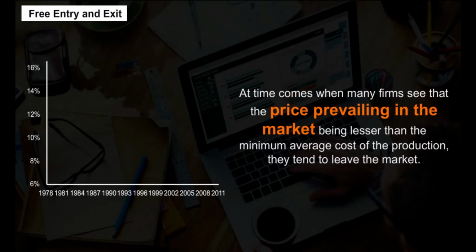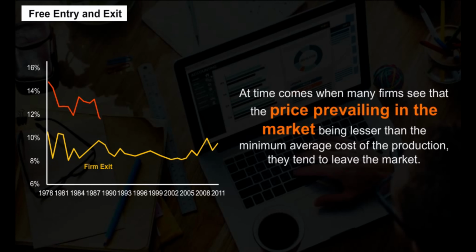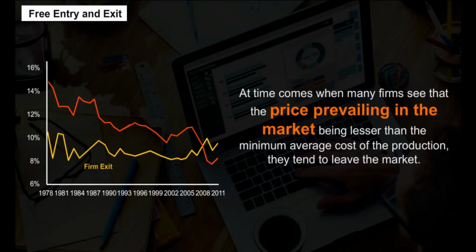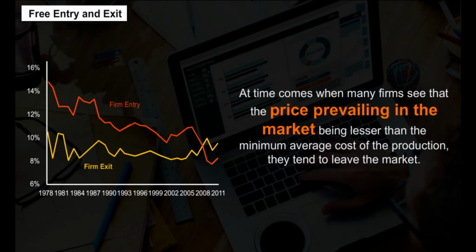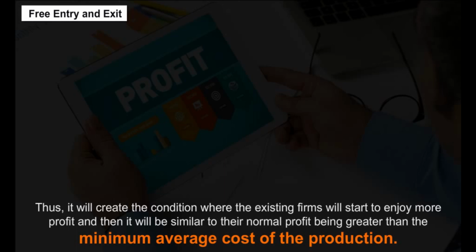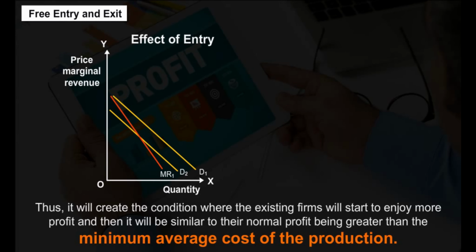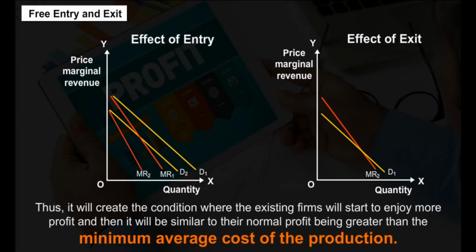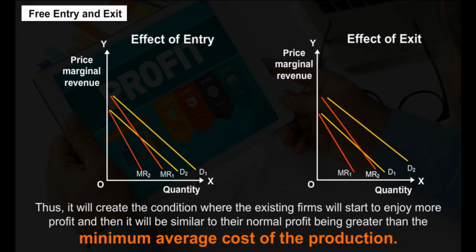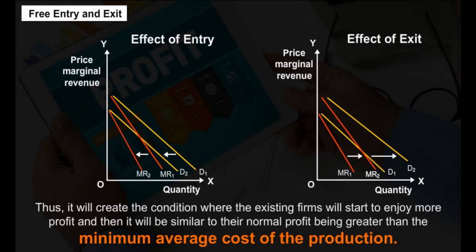A time comes when many firms see that the price prevailing in the market is lower than the minimum average cost of production, and they tend to leave the market. Thus, it will create a condition where the existing firms will start to enjoy more profit, and then it will be similar to their normal profit being greater than the minimum average cost of production.